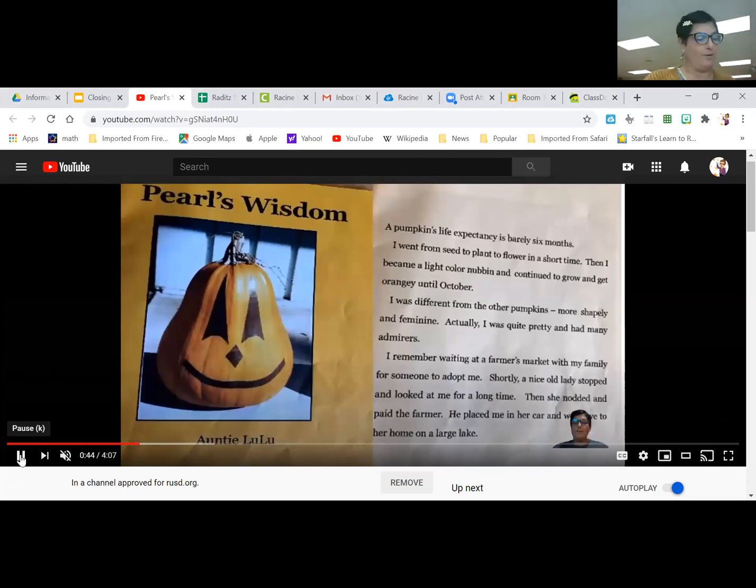Okay, that's a lot of words. I think I need my actual story. Okay, a pumpkin's life expectancy is barely 6 months. So this pumpkin's name is Pearl, and this pumpkin is doing the talking. I went from seed to plant to flower in a very short time. Then I became a light color nubbin. That's the little pumpkin, it is called a nubbin, and continued to grow and get orangey until October. I was different from all the other pumpkins, more shapely and feminine. Actually, I was quite pretty, and I had many admirers.